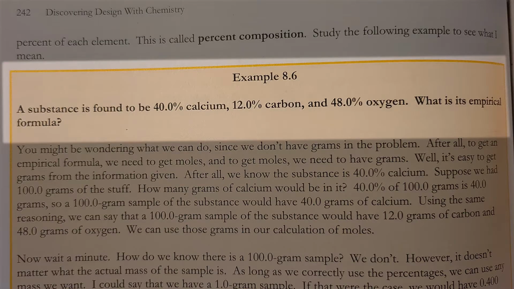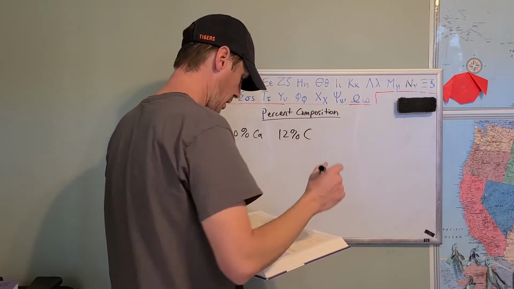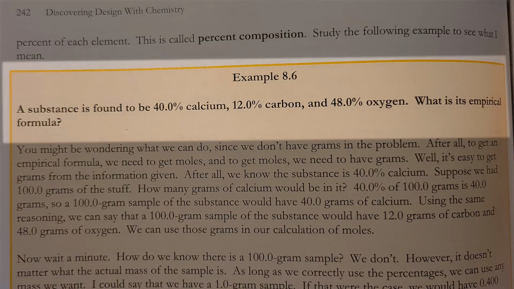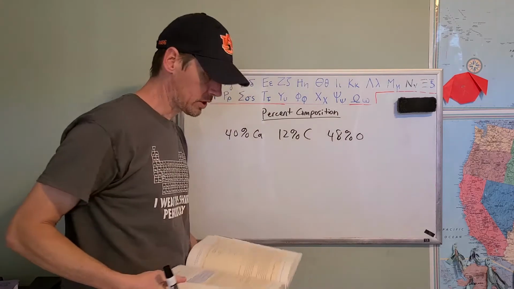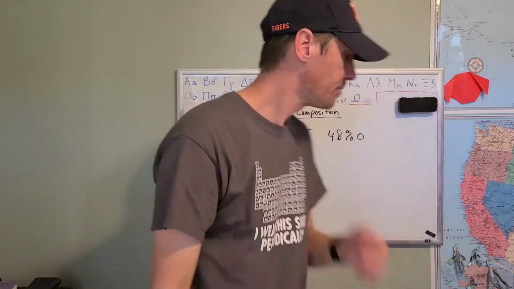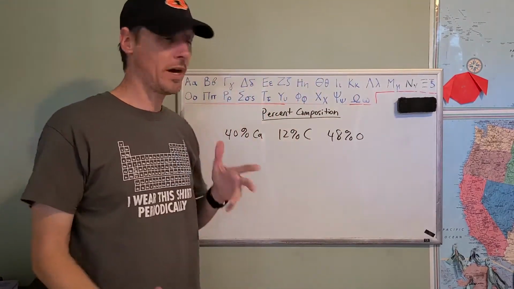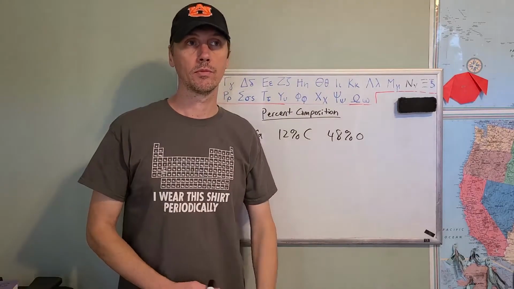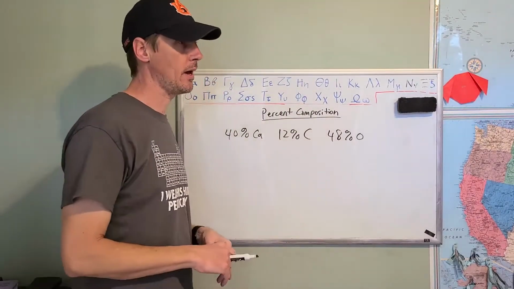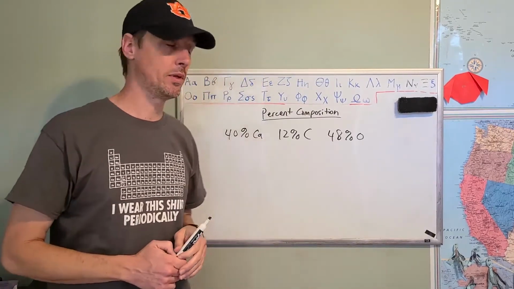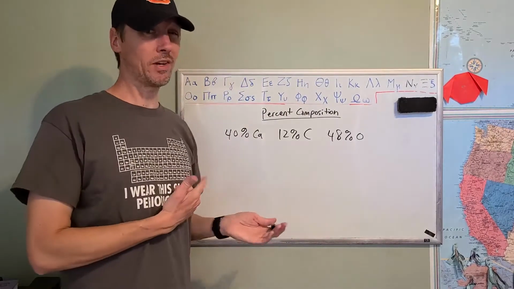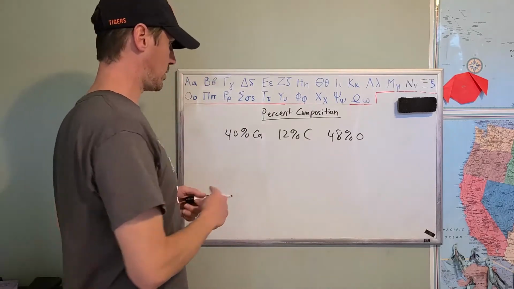12% carbon, and 48% oxygen. And the question is, what is the empirical formula? Well, we don't have grams, we're not given moles, anything like that. The stuff that we used in our last section to determine the empirical formula. But we can actually figure out the number of grams based on this, right?